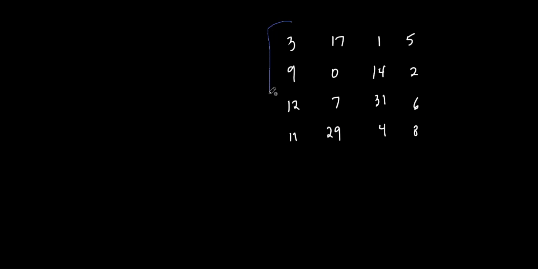So here's a matrix. It's 3, 17. I could just put any numbers in here at all. This is example 2. That's 12, 7, 31, 6, and then 11, 29, and 4, 8. Okay, there's a big old matrix. What kind of matrix is this? What's the dimensions? It's a 4th order, right? Or a 4 by 4, right?